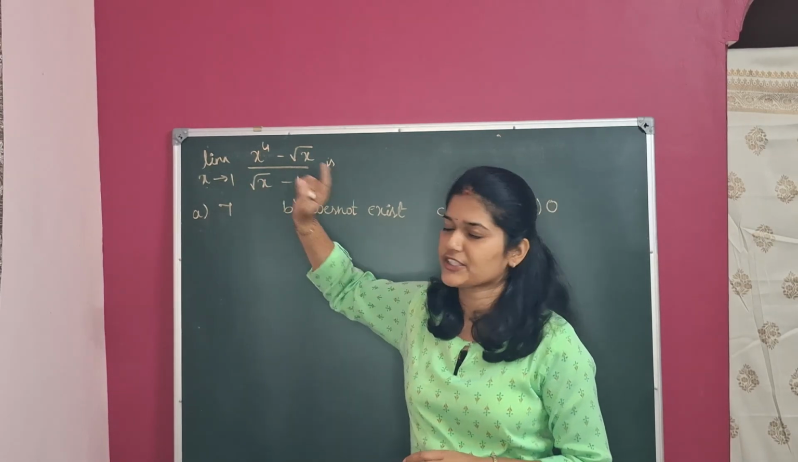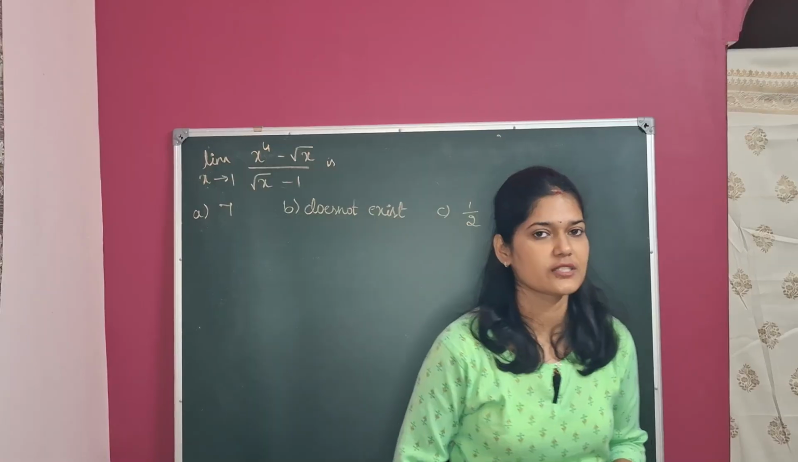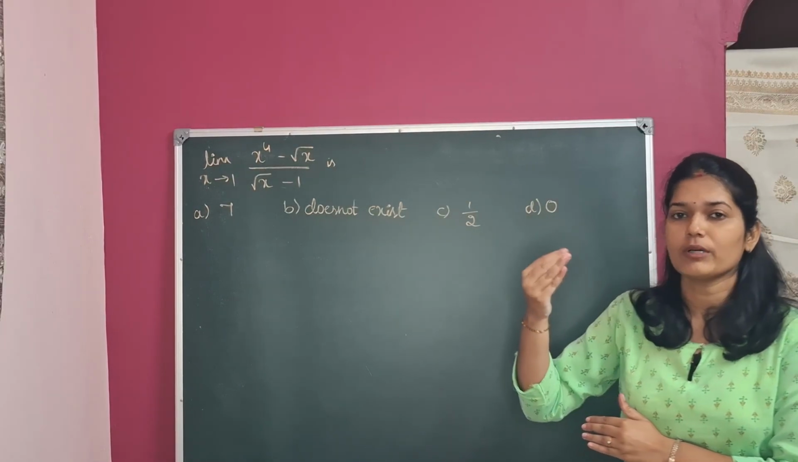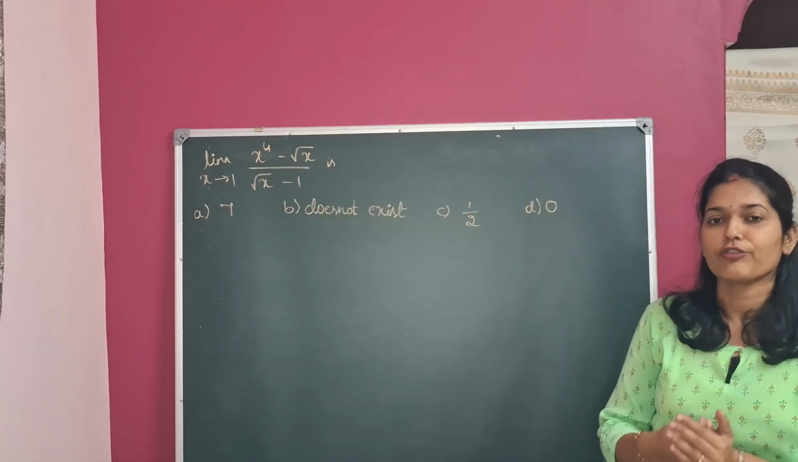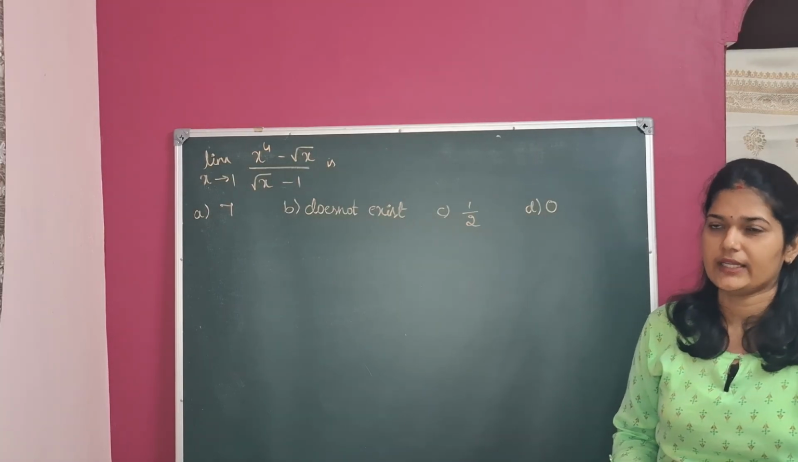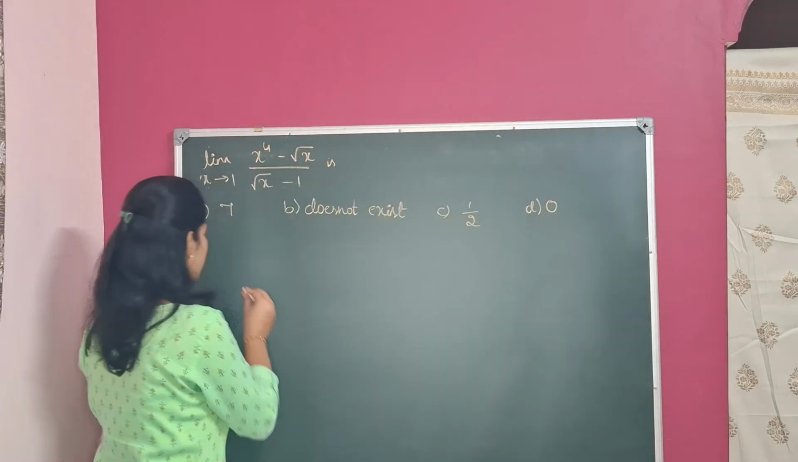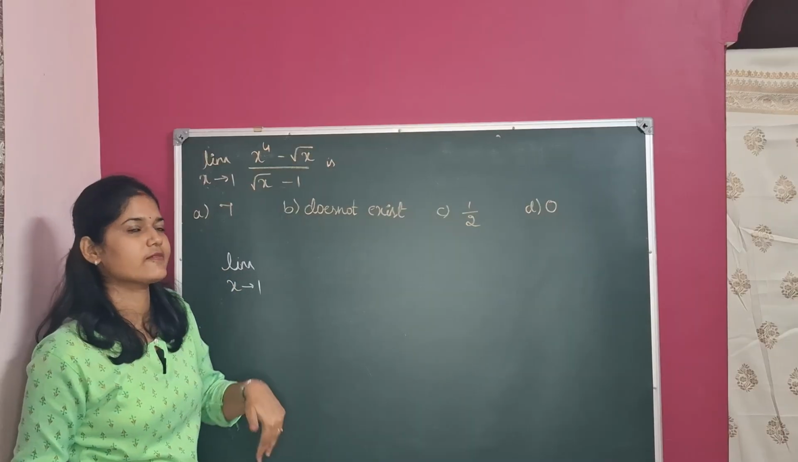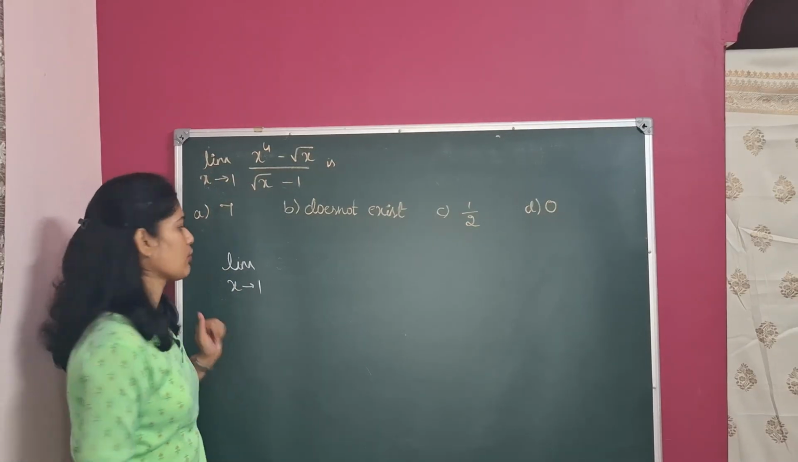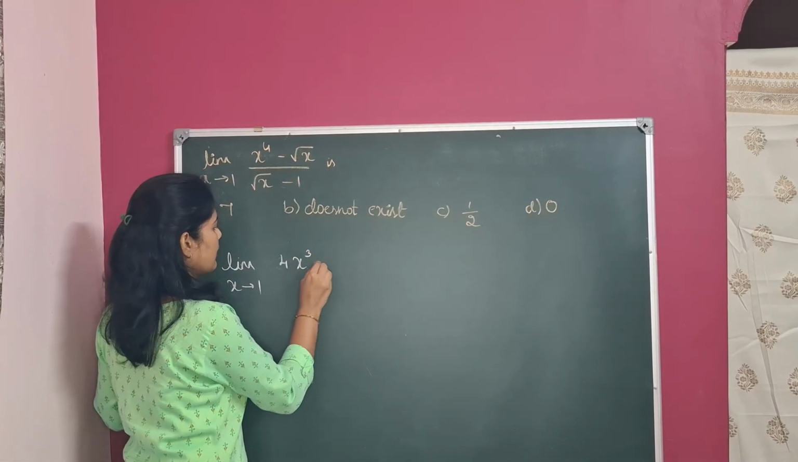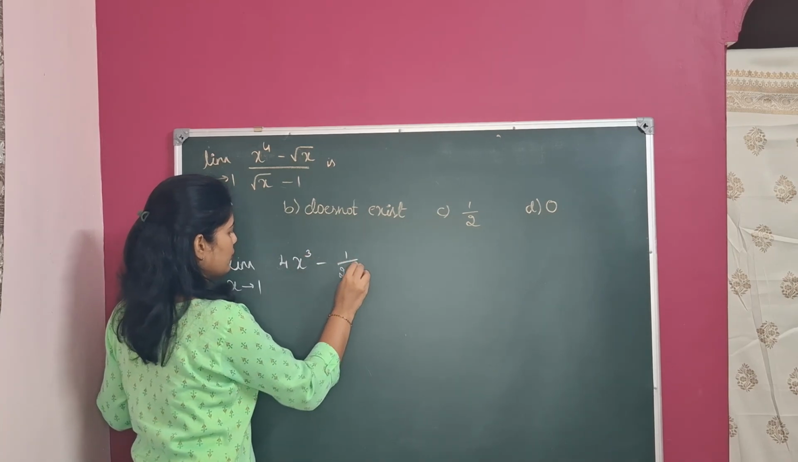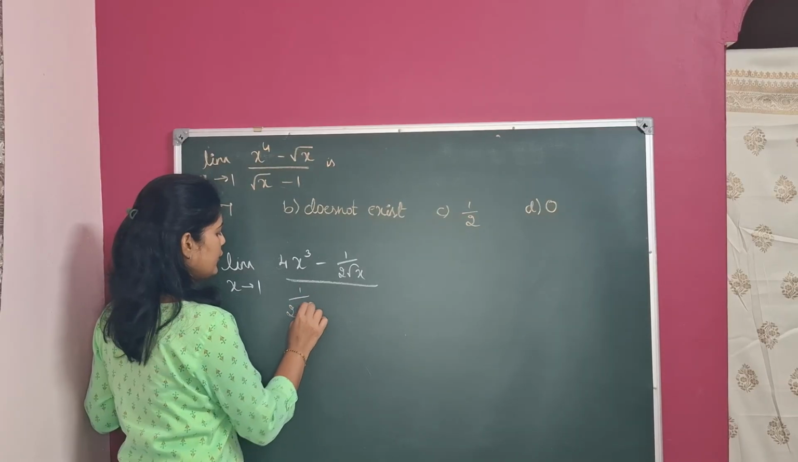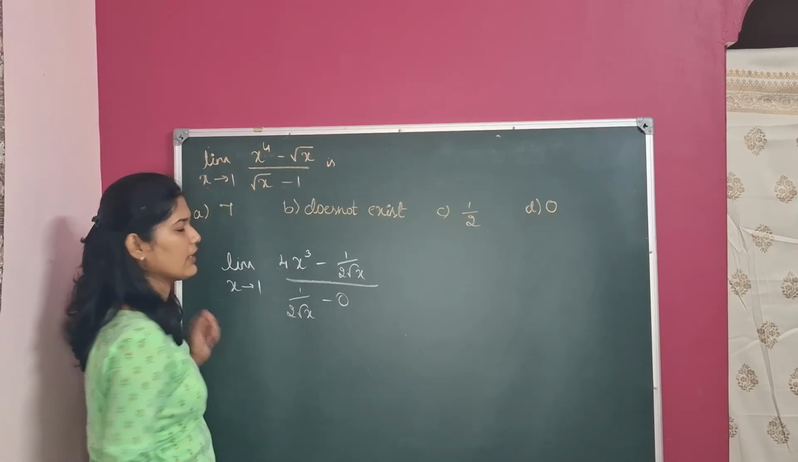Now this is a problem related to limits. They have given limit x tends to 1 of x power 4 minus root x divided by root x minus 1. If we substitute 1 directly, it is in the form 0 by 0. Therefore, we use L'Hopital's rule. That is, limit x tends to 1 of, we differentiate both numerator as well as the denominator. Differentiation of numerator is 4x cube minus 1 by 2 root x. Similarly, if we differentiate the denominator, it will be 1 by 2 root x minus differentiation of 1 is 0.